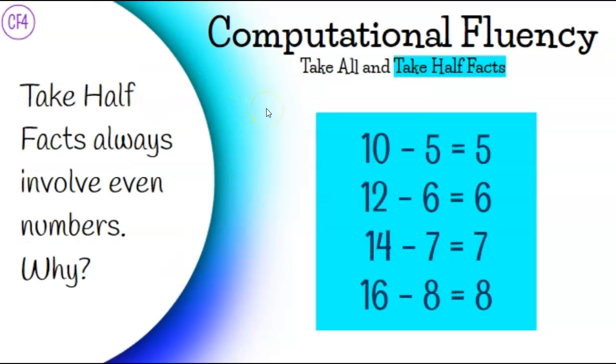Well, if you said they're called take half facts because we're taking half of the number away that we started with, you're correct. Also, take half facts always are going to involve even numbers. Why do you think that is? Would it make sense to take away an odd number?